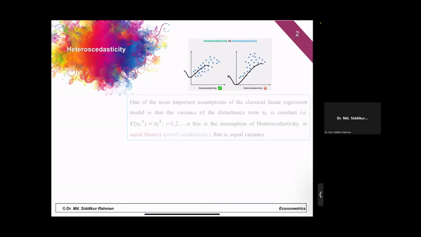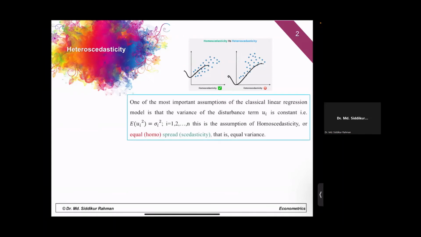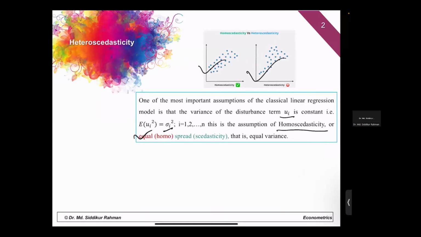Anyway, let's start. One of the most important assumptions of the classical linear regression model is that the variance of the disturbance term u_i is constant. u_i means the error. That means if you take the expectation of the error terms, the variance will be sigma square. So this is the assumption of homoskedasticity. There are two words here. One is homo, which means equal, and the other is skedasticity, which means spread. So homoskedasticity means equal variance.